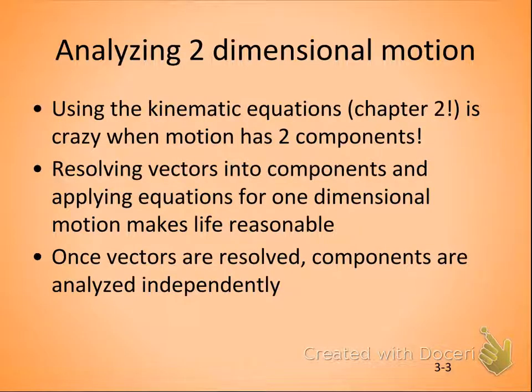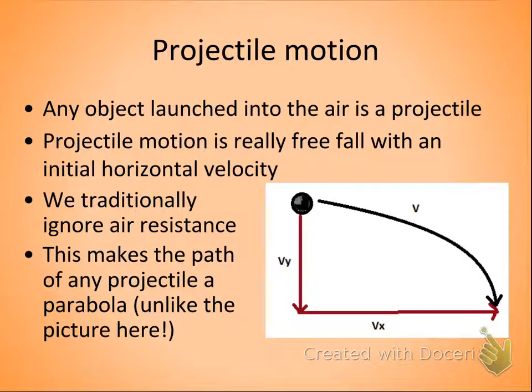So, when motion is occurring in two dimensions, analyzing it using the kinematic equations on its face seems crazy. But if you take the motion and resolve it into the components of the motion on each axis, you can then apply the equations for one-dimensional motion to the motion occurring on each axis. The components are analyzed independently, but put together. It sounds tougher than it is. You'll see.